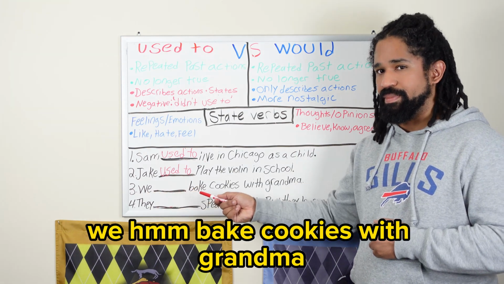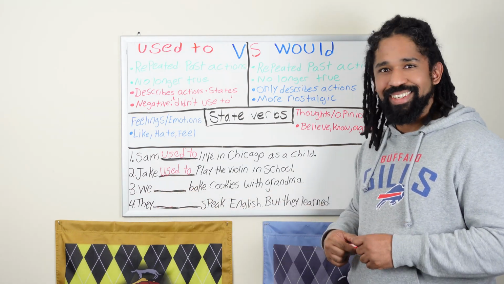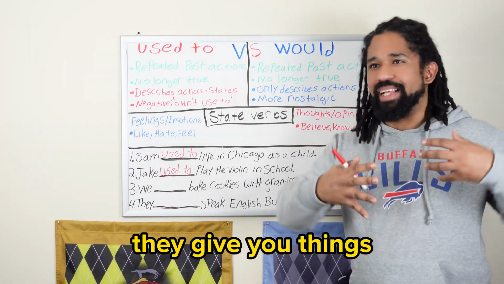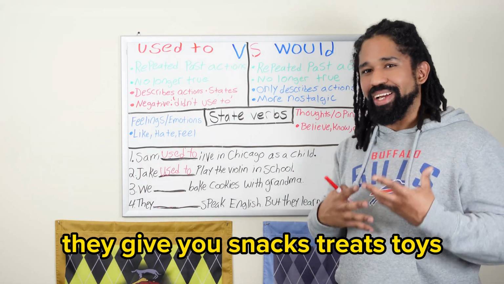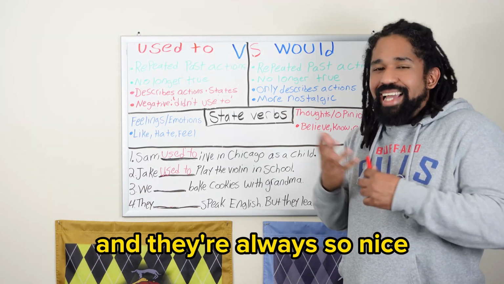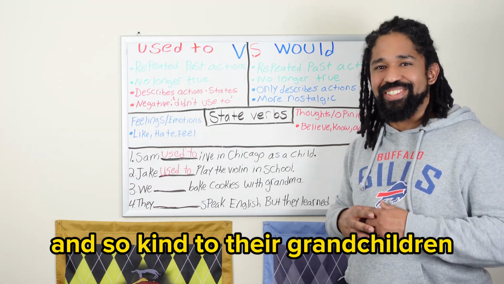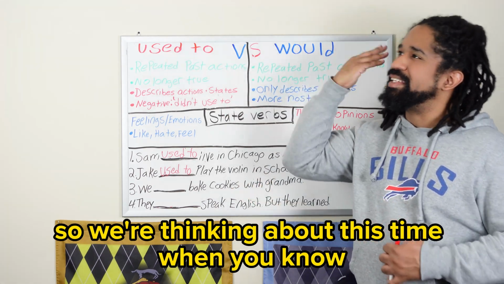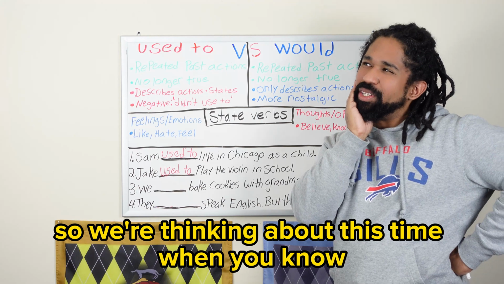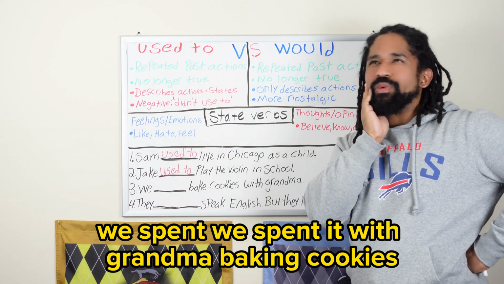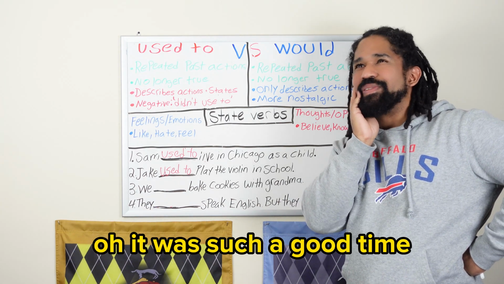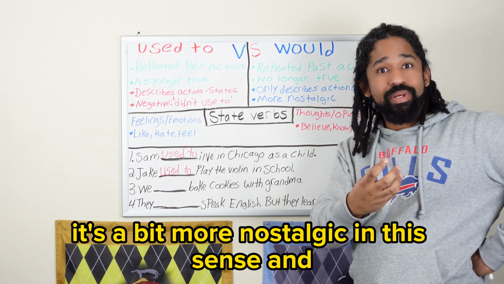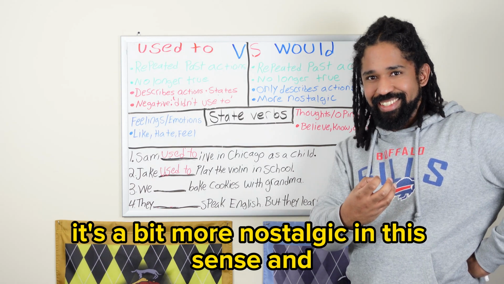We bake cookies with grandma. Everyone loves grandma. They give you things, they give you snacks, treats, toys, and they're always so nice and so kind to their grandchildren. And so we know that this is no longer true. So we're thinking about this time when we spent it with grandma baking cookies. Oh, it was such a good time. It's a bit more personal. It's a bit more nostalgic in this sense.